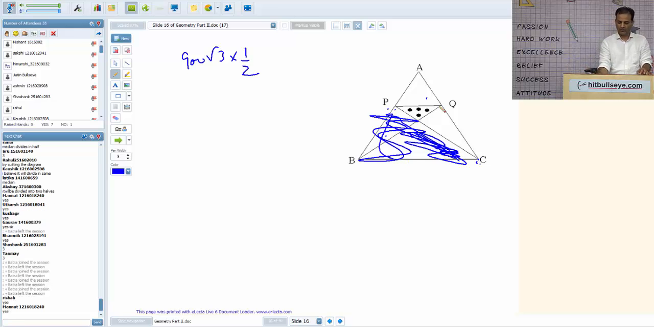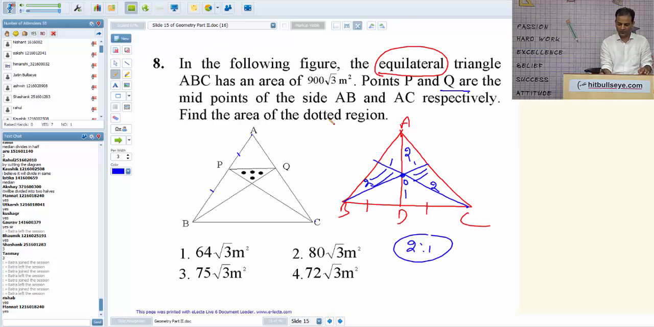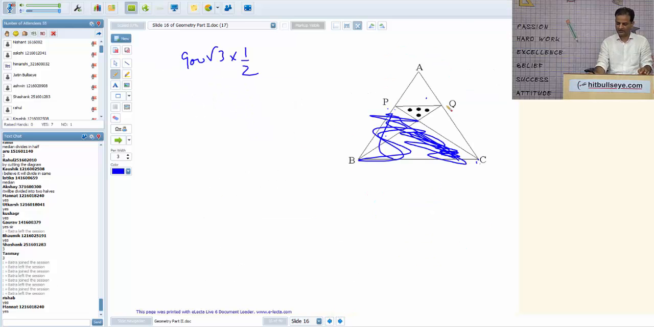Now we can say, in the question it is given that Q is the midpoint of side AC. Now if Q is the midpoint, can I say PQ will be the median for this triangle APC? Again this PQ will divide the remaining area of this triangle into 2 equal parts. I will delete this part.